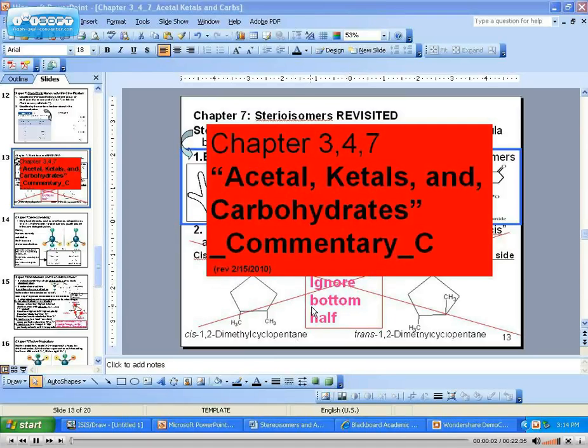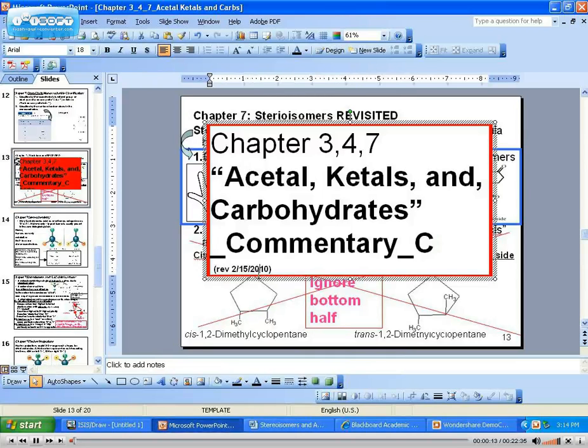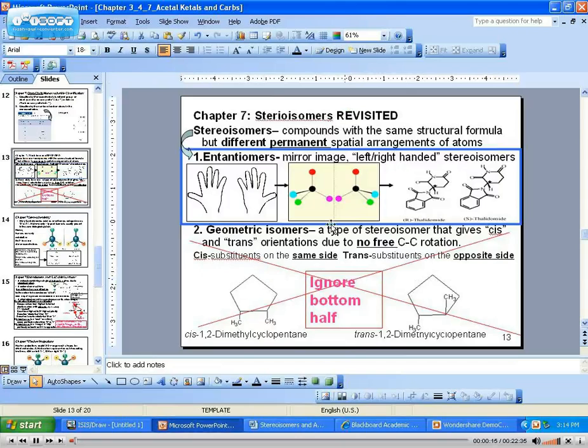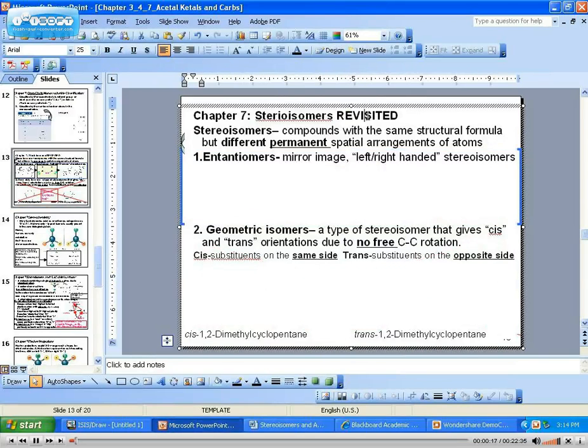This is the continued commentary for the acetals, ketals, and carbohydrates slides. So going to the slide showing the stereoisomers revisited.